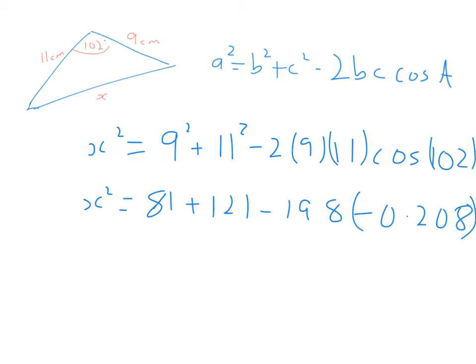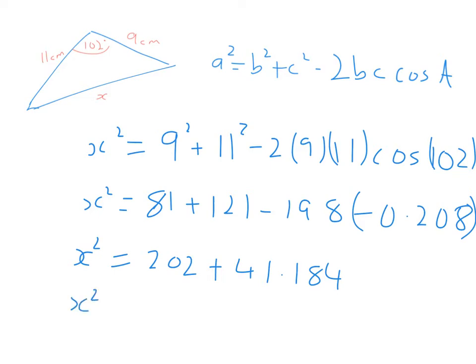So we can start simplifying things then a little bit more. 81 plus 121 is going to be 202. Minus 198 times minus 0.208. Well, the minus times minus will give us a plus. And then when we do the multiplication out, it works out as 41.184.